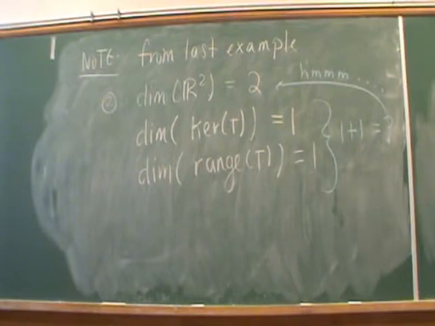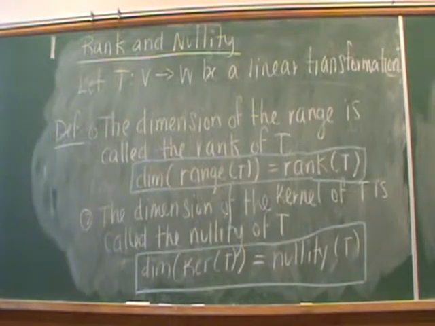Now I don't know about you, but there's something peculiar about these dimensions. Notice that the dimension of the kernel plus the dimension of the range happens to be equal to the dimension of our vector space. So we might wonder if this is true in general.